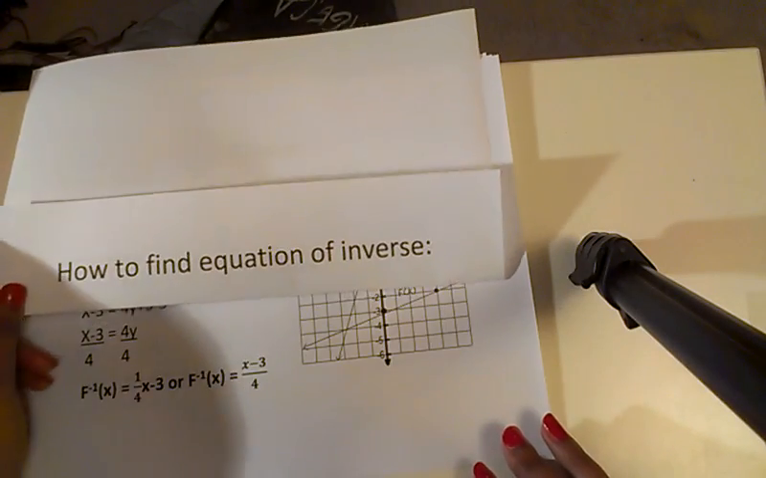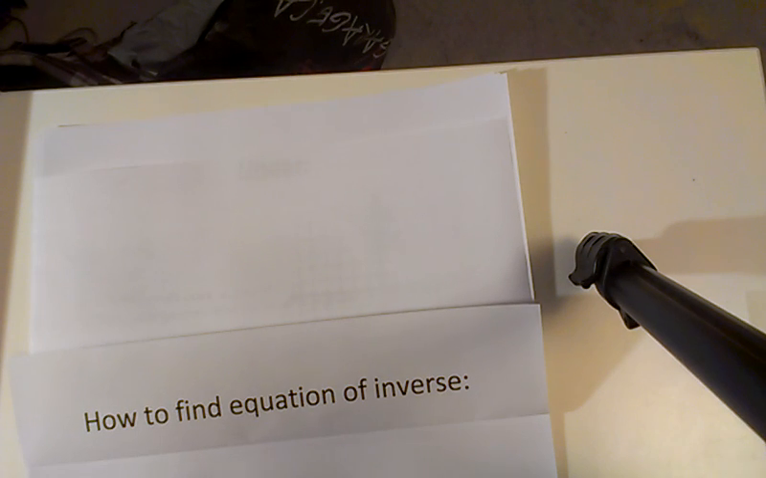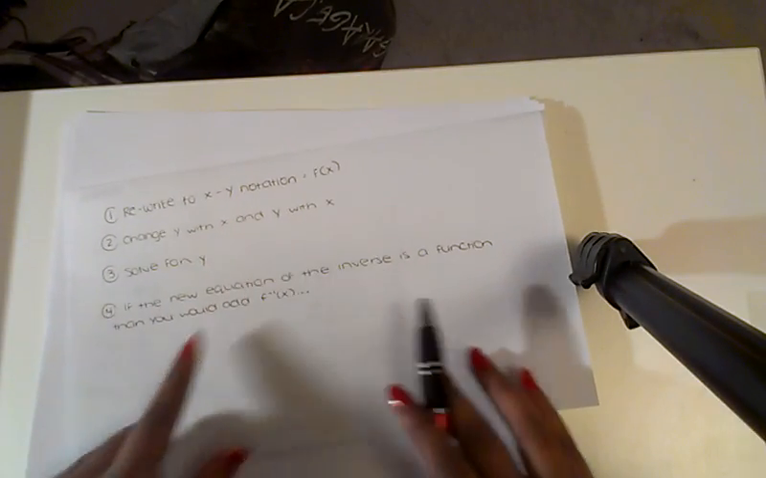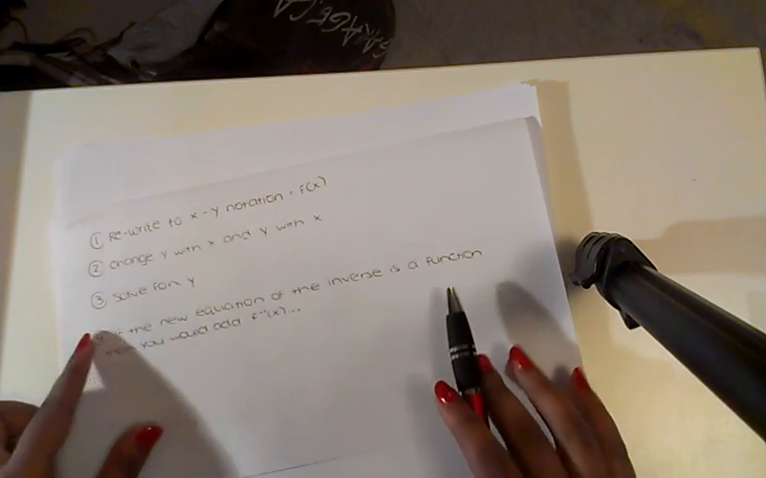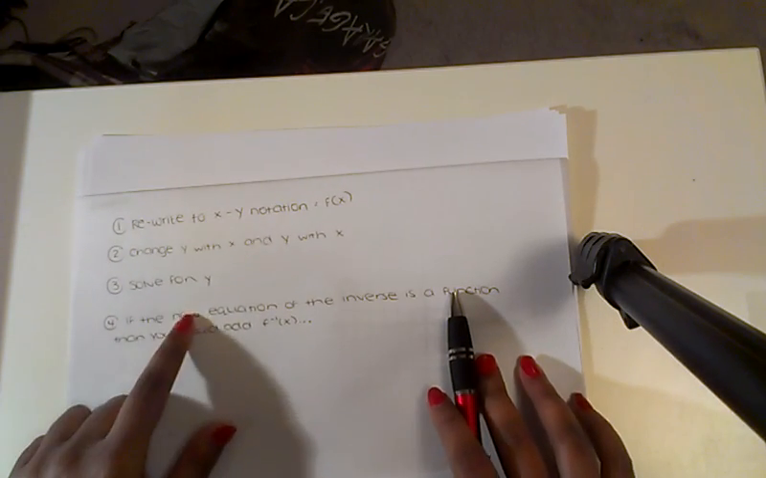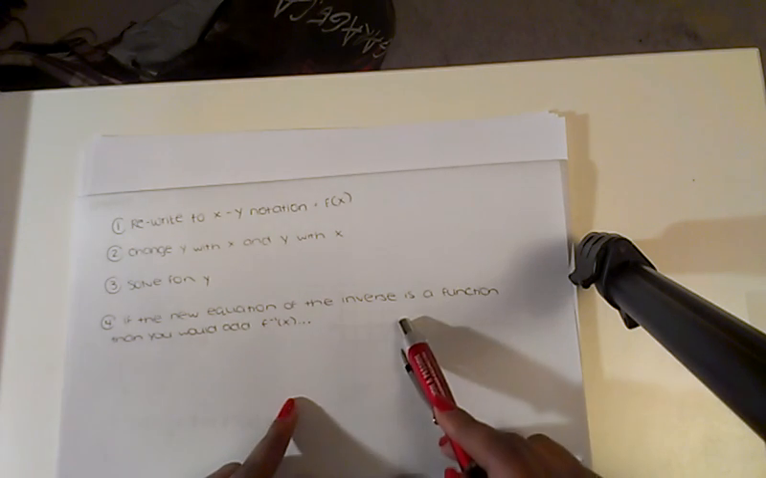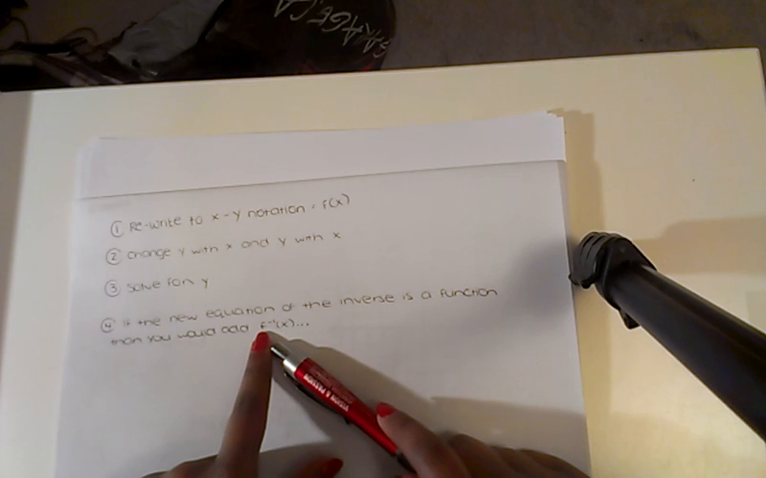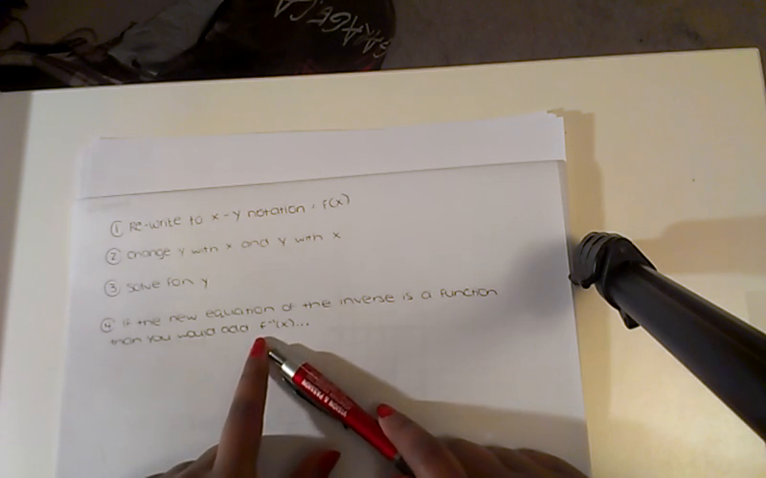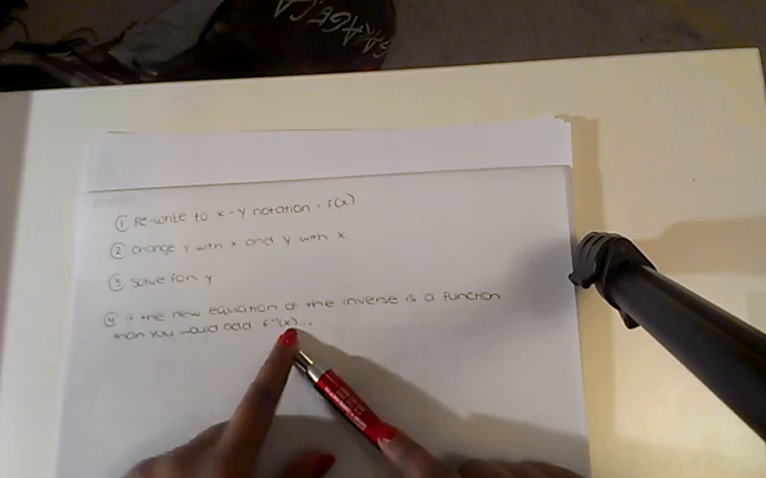So how would you find an inverse? First, you would change it to x and y notation. So if you had it in f of x, you would change it into x and y notation. Then you would switch x and y, with y and x, and vice versa. Then you would solve for y, and if the new equation is a function, you would change it into the inverse of f of x.